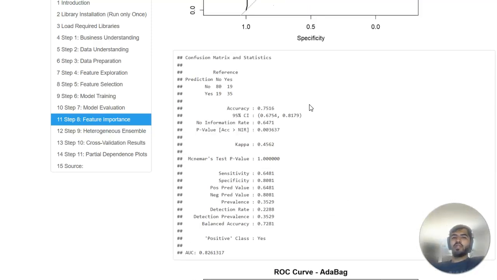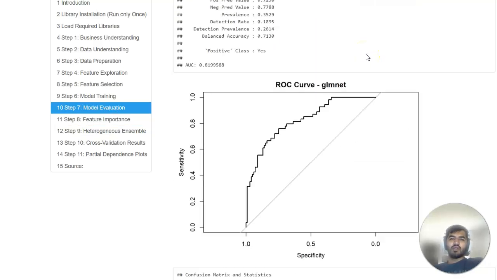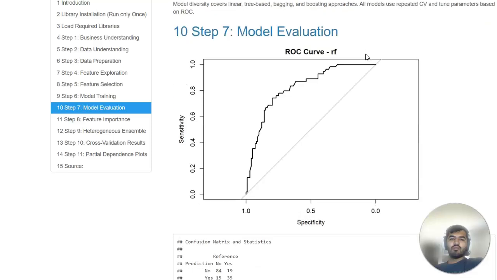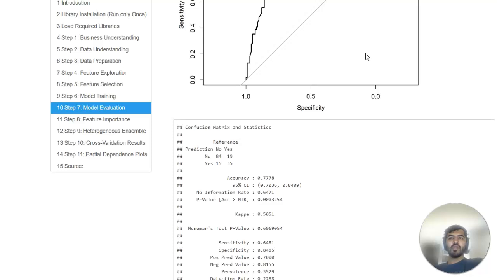As you can see from the result, the AdaBoost model achieved the highest AUC at 0.832, while random forest provided an excellent balance between sensitivity and specificity. The regularized logistic regression favored specificity, but with more false negatives, which in a healthcare context is particularly problematic.